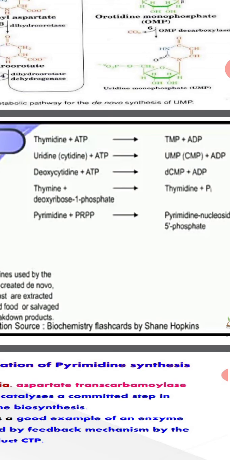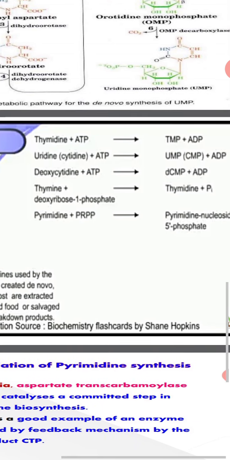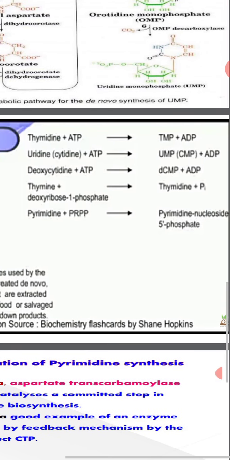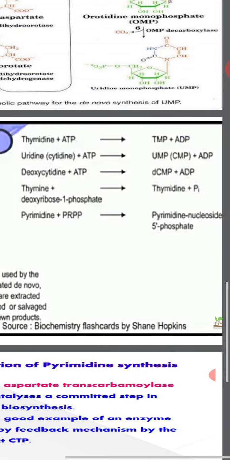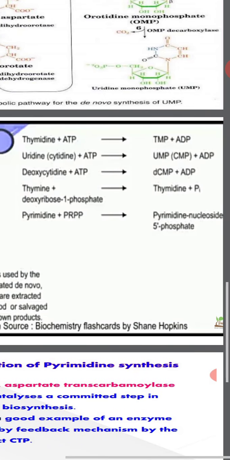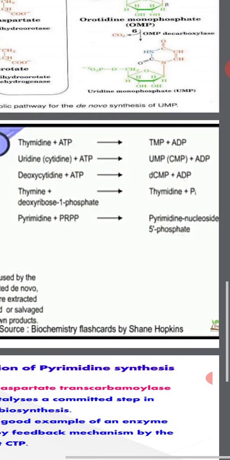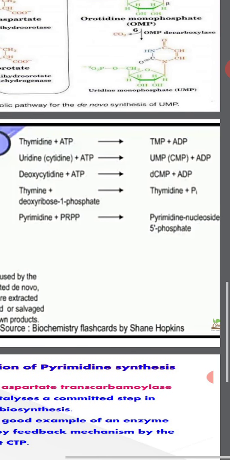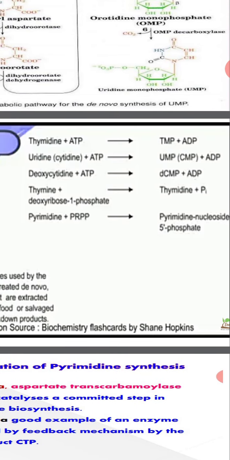When ATP is used, some phosphorylation reactions happen, and the kinase enzyme is utilized here. So thymidine plus ATP will give you TMP plus ADP. ATP transfers that phosphate, and ATP changes into ADP. This is catalyzed by the thymidine kinase enzyme. So phosphorylation happens here. In all the processes which happen in the salvage pathway, phosphorylation happens and a kinase enzyme is utilized.